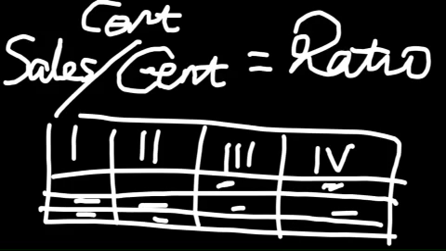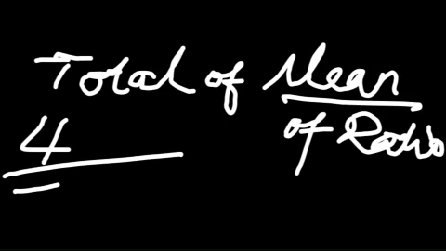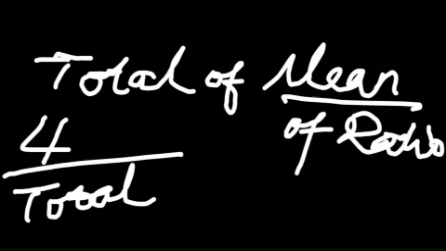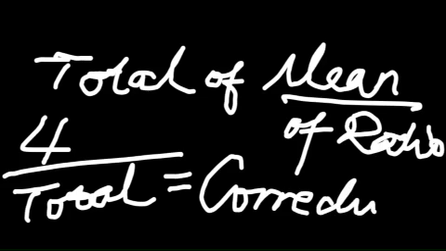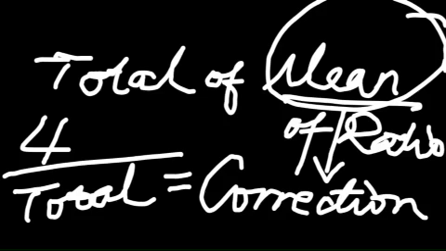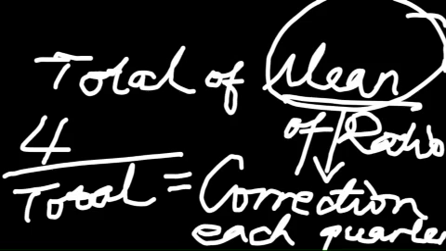After you get your ratio, you need to get the total of the mean. This is the mean ratio. And then you use 4 divided by the total of the mean ratio. And this is your correction factor. You use the mean times the correction factor for each quarter. And then you can get your adjusted mean.